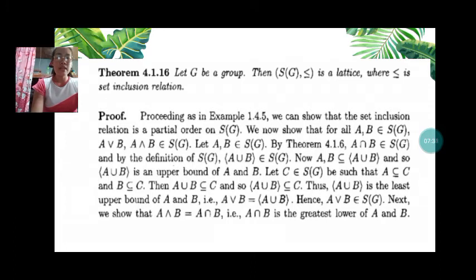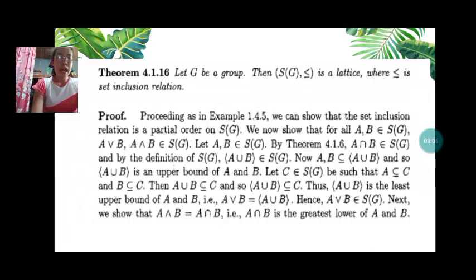Proceeding as in Example 1.4.5, we can show that the set inclusion relation is a partial order on the set of all subgroups of G. We now show that for all A and B in the set of all subgroups of G, A ∨ B and A ∧ B are in the set of all subgroups of G.